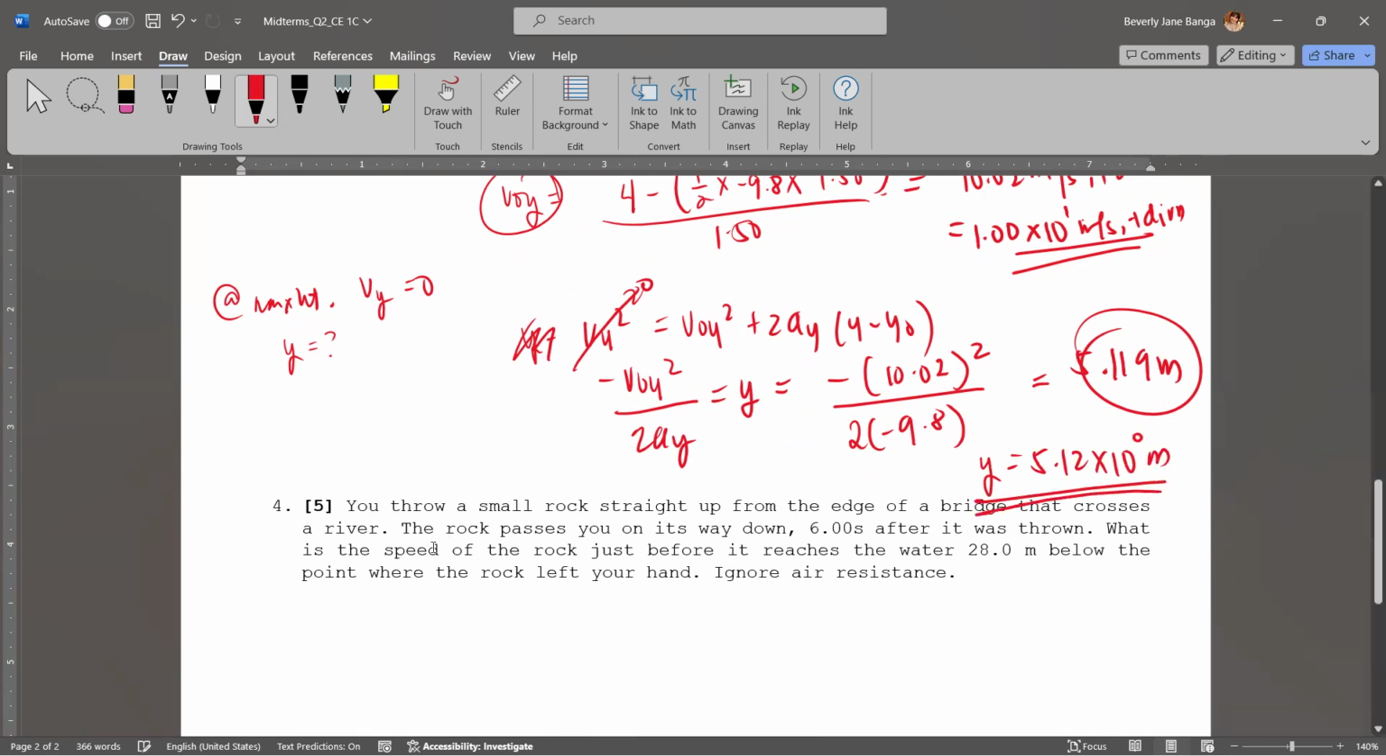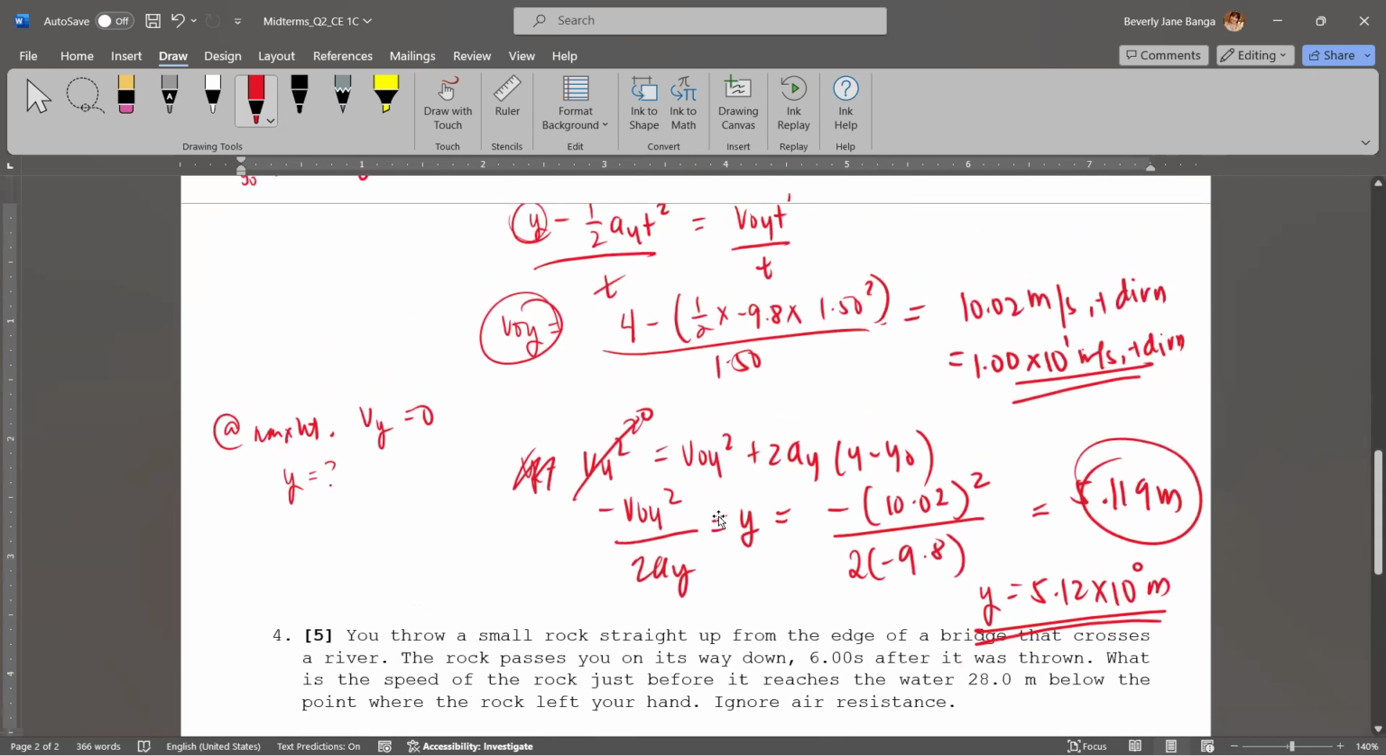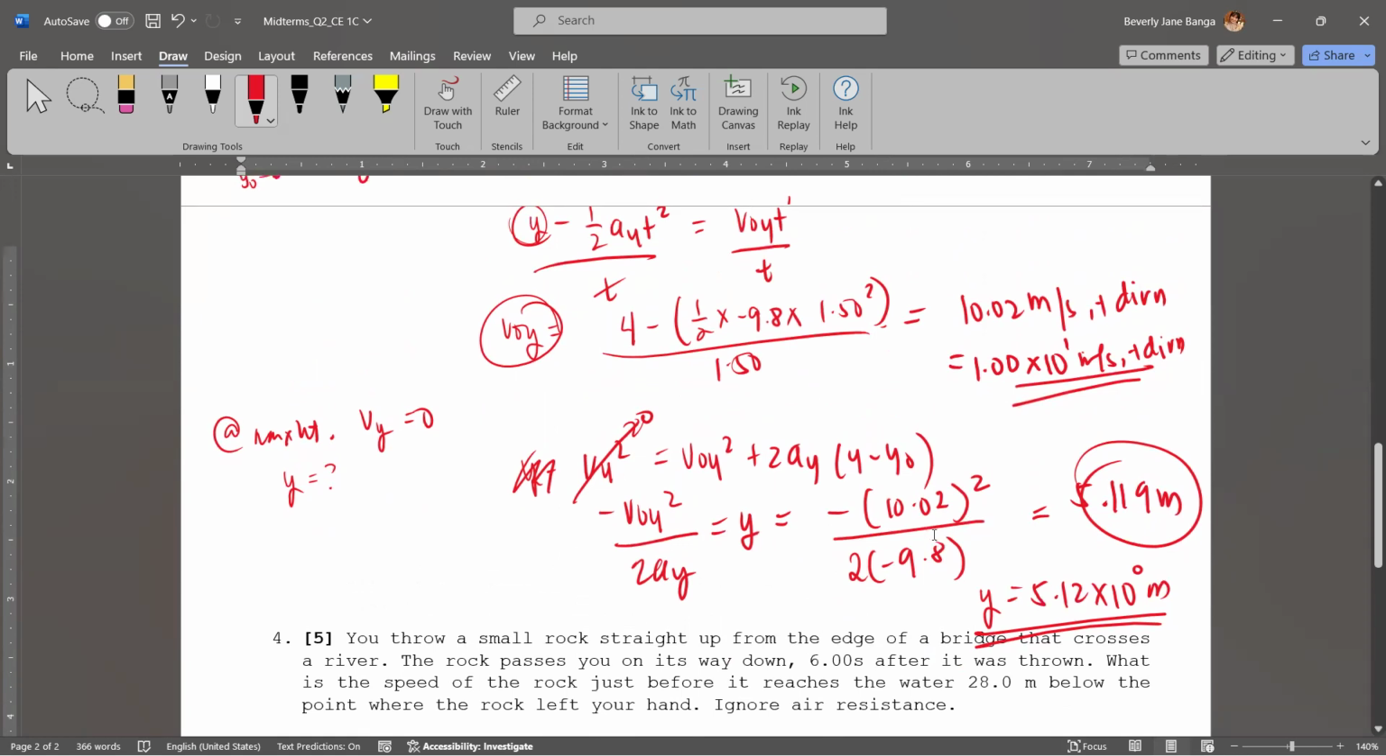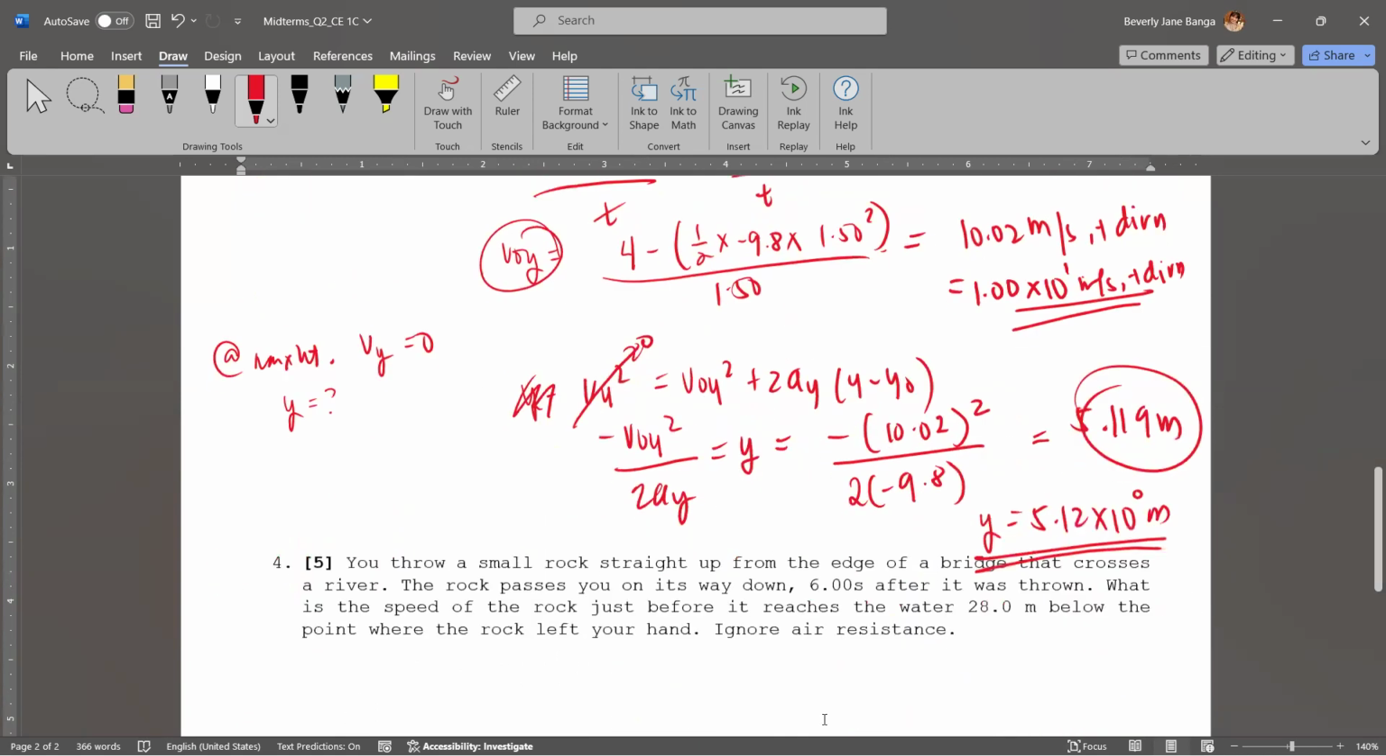So, class, if no one caught the keys, the keys would still reach a height of 5.12 meters before falling again. Okay? I hope this is clear. Let's move on to the next set, the GE set.